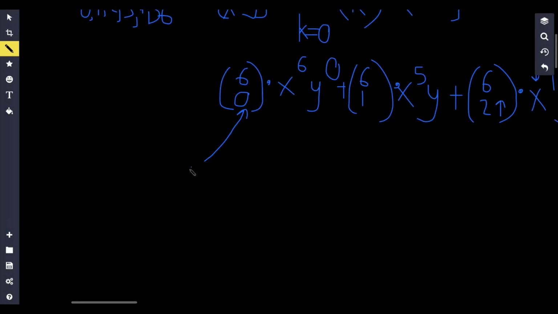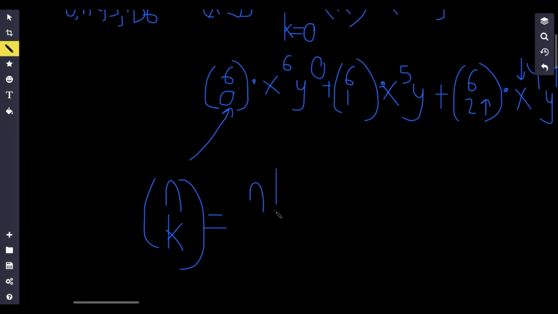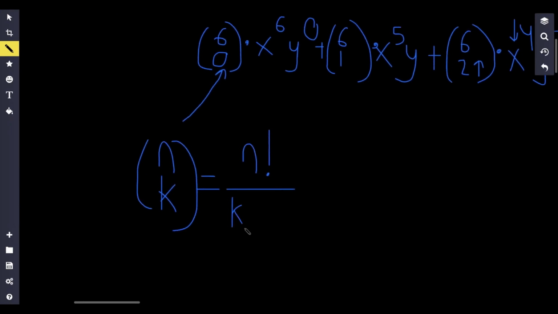And by the way, if you don't know what n choose k is, it's equal to n factorial divided by k factorial times (n − k) factorial.